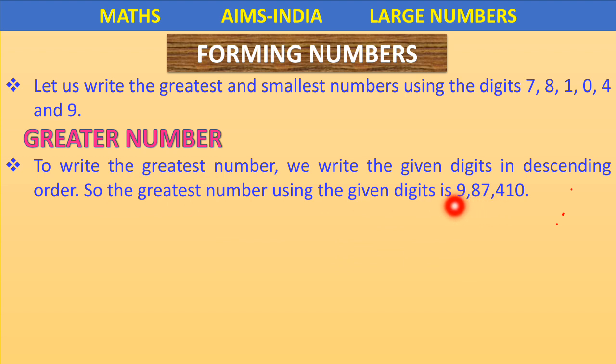What did we get? As they are asking us the greatest number, we have started writing the number from the greatest digit given. In the given digits, what did we do? We first took the greatest digit of all the given digits and then we've written it. After that, in the remaining digits, we took the next greatest digit, which is 8. Then we took 7, which is the next greatest digit. Then we took 4, then 1 and then 0.